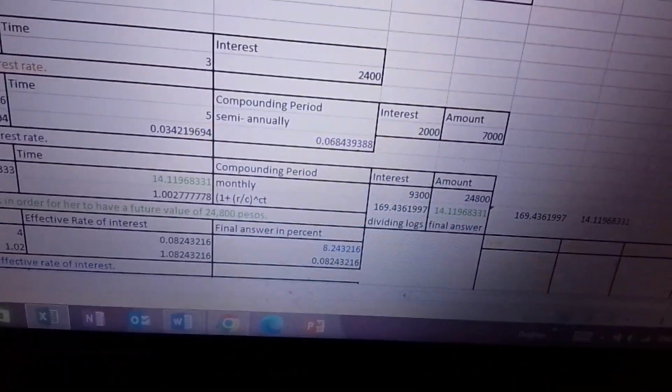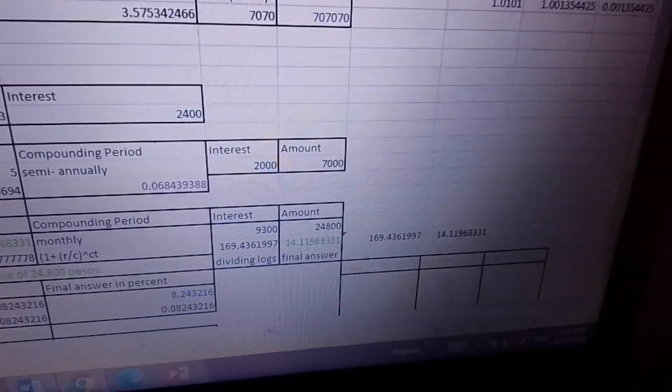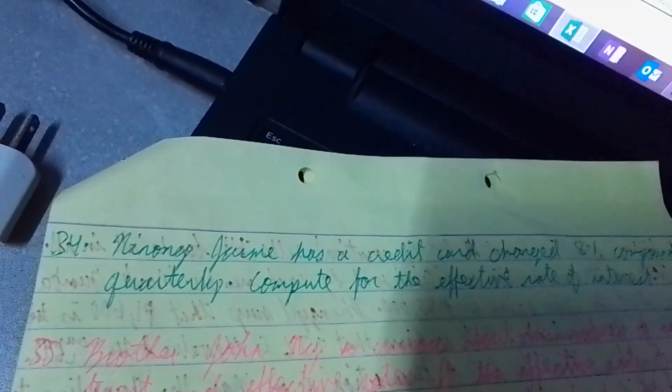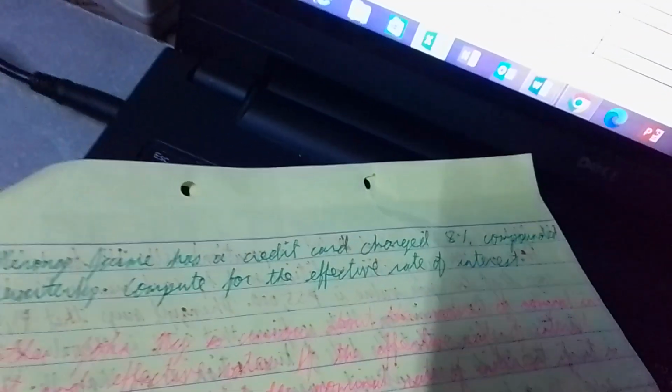Next, for number 4, we have another problem here. So now let's go to the next. Ninong Jaime has a credit card charged 8% compounded quarterly. Compute for the effective rate of interest.